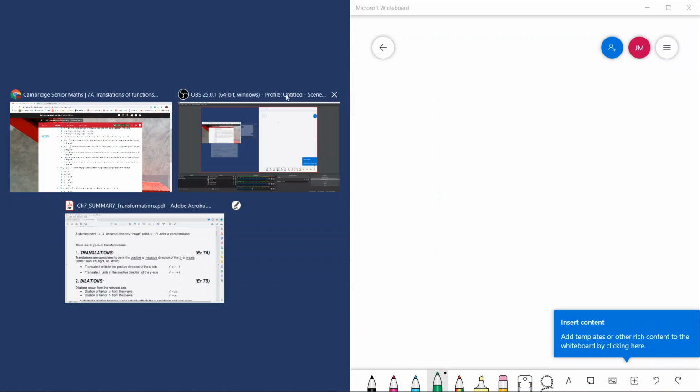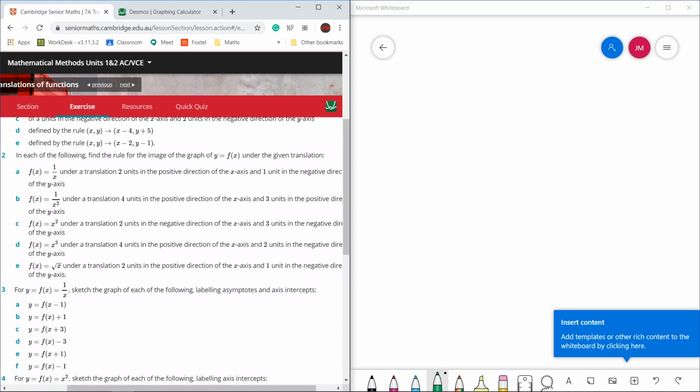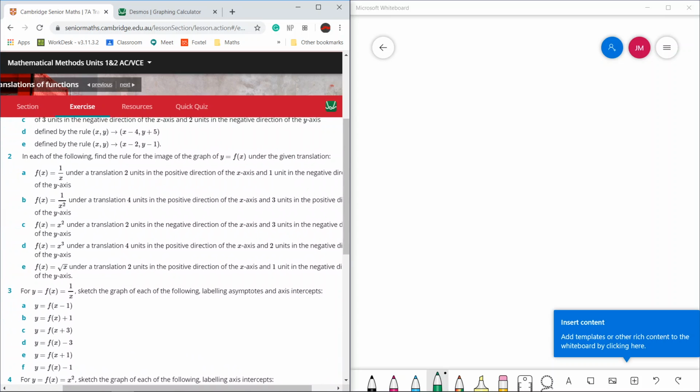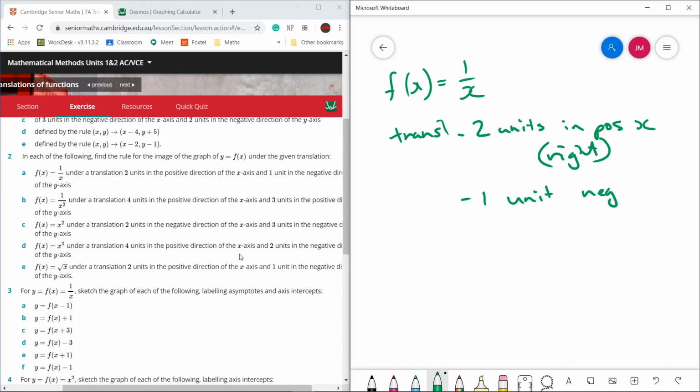So let's pull up our little whiteboard here and have a look at question 2a. My original function is 1 on x, and I want to translate 2 units in the positive x direction. Positive x direction would be to the right. And then we're translating 1 unit in the negative y direction, which means down.